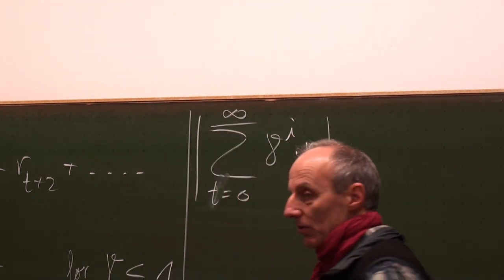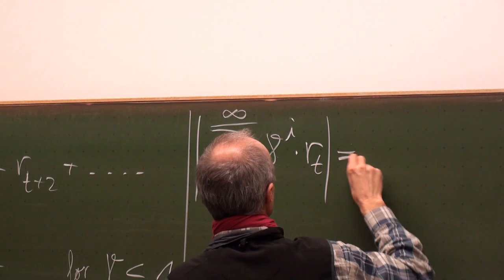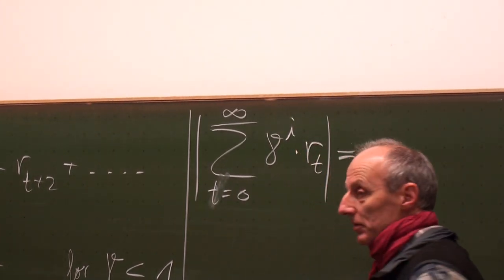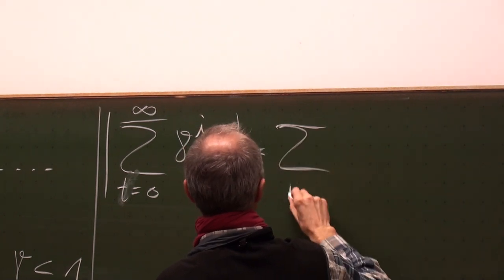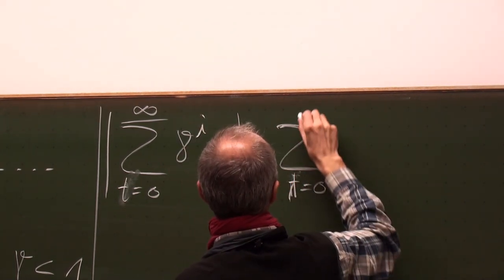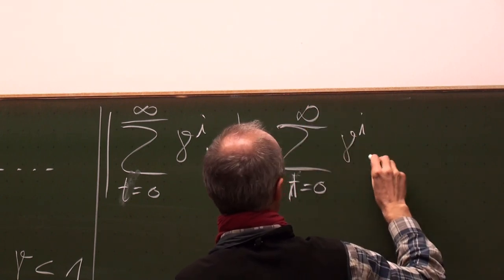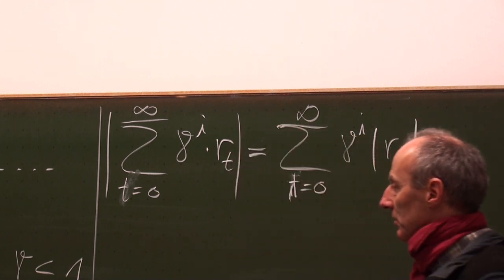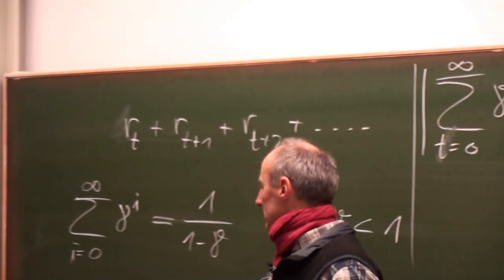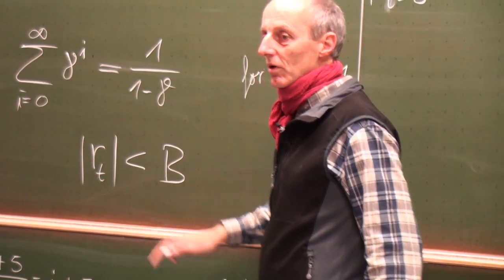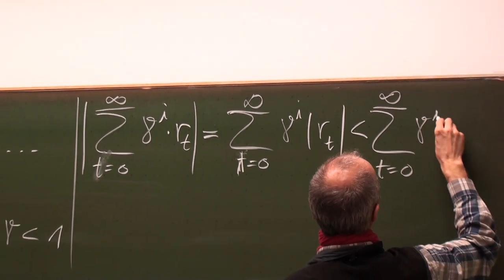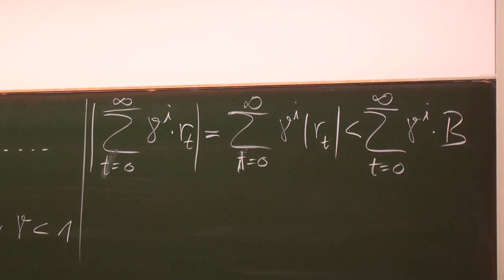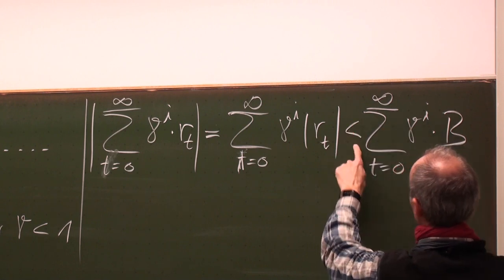Let's look at the absolute value of the whole sum. Gamma is a positive number, everything is positive, so we can take the absolute value in here. The sum for T equals 0 to infinity of gamma power T times the absolute value of RT. Now you see, this is our assumption: RT is smaller than some constant B. Since this is a constant, I can move it in front of the sum.